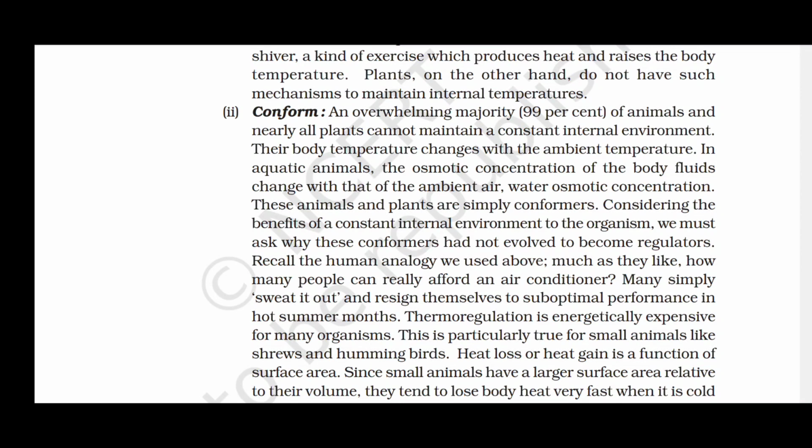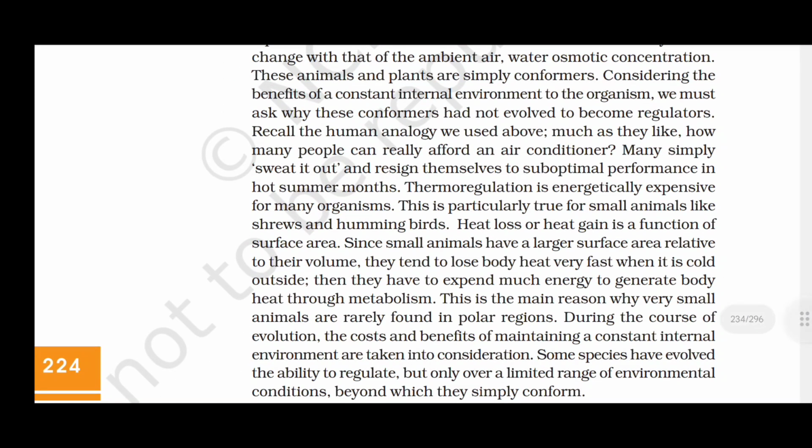Heat loss or heat gain is a function of surface area. Since small animals have a large surface area relative to their volume, they tend to lose body heat very fast when it is cold outside. Then they have to expend much energy to generate body heat through metabolism. This is the main reason why very small animals are rarely found in the polar regions.